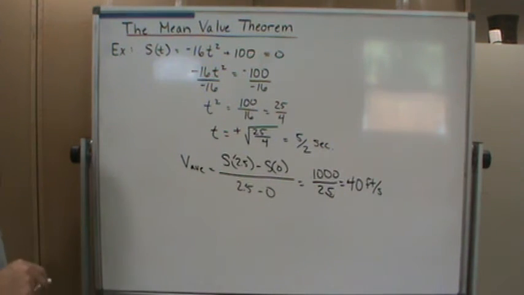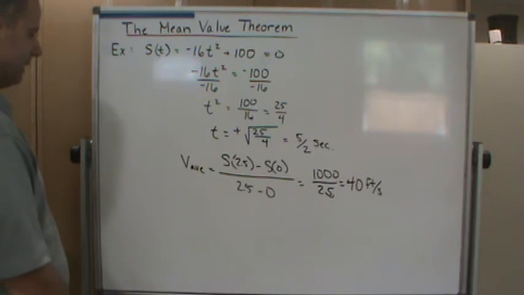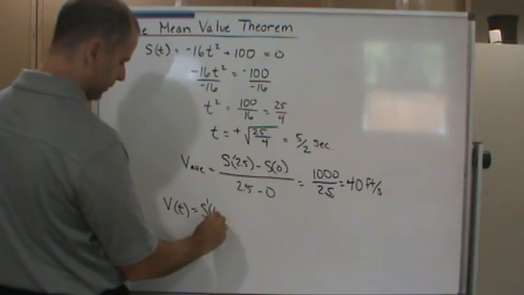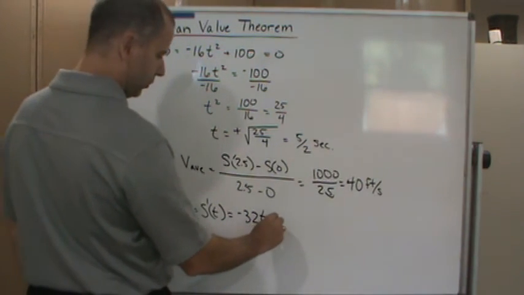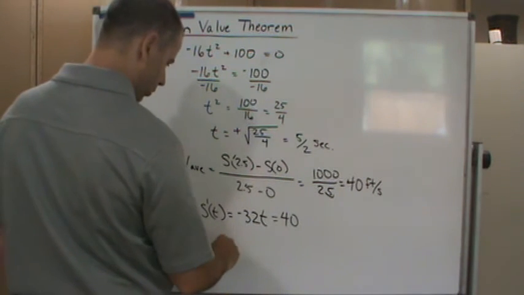All right, so now we've got the average velocity from the time the rock is let go to the time the rock hits the ground. Now it says, find the time t guaranteed by the mean value theorem when the instantaneous velocity of the rock is equal to the average velocity. This is where we use the derivative of the position function to get velocity. Instantaneous velocity is given by s prime of t, which is equal to negative 32t, and we want to know when this is equal to 40 feet per second.